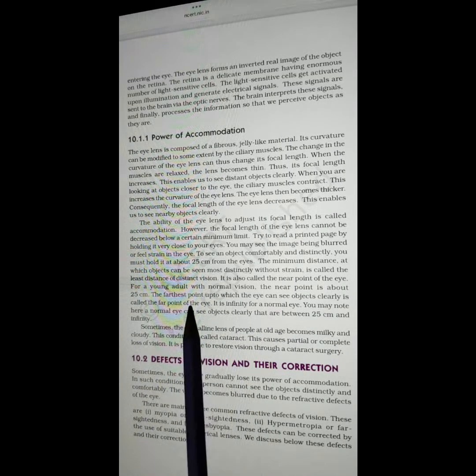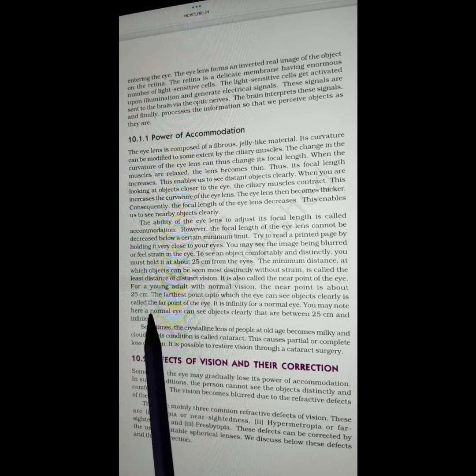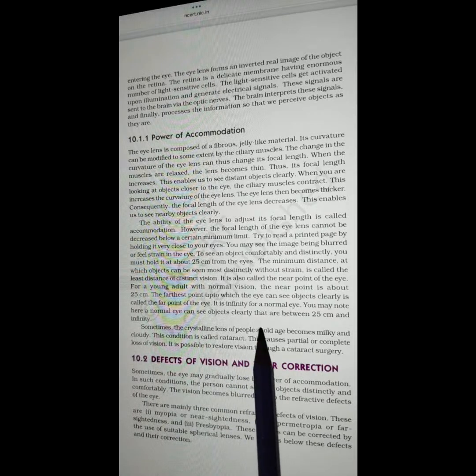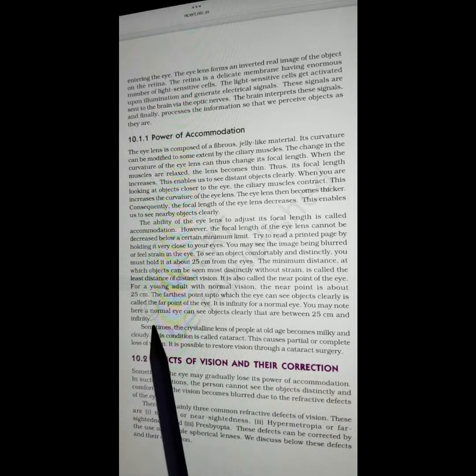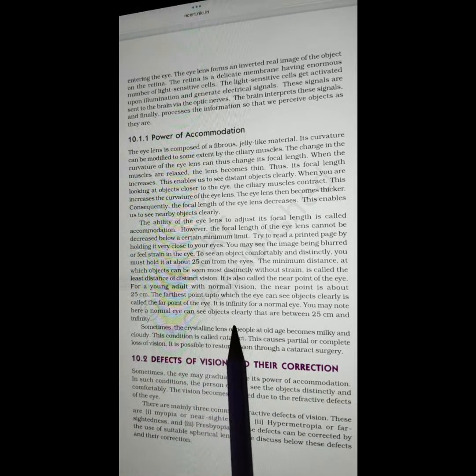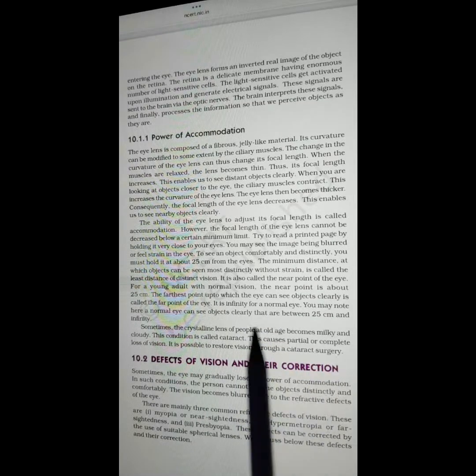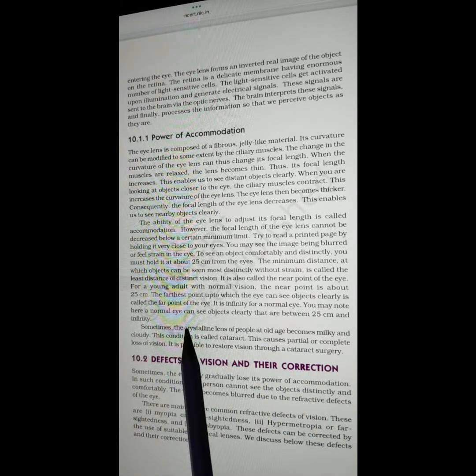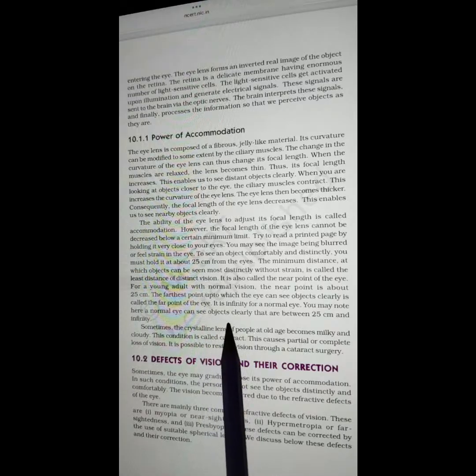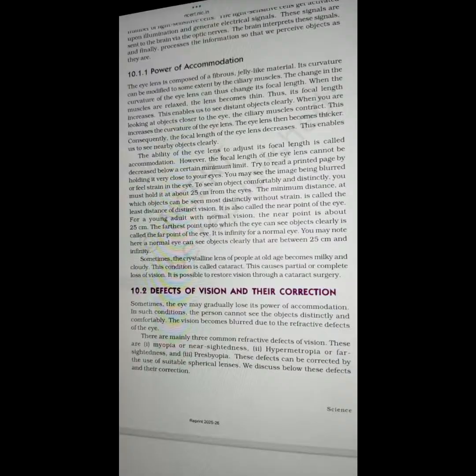For a young adult with normal vision, the near point is about 25 centimeters. The farthest point up to which the eye can see objects clearly is called the far point of the eye. It is infinity for a normal eye. You may note here a normal eye can see objects clearly that are between 25 centimeter and infinity.